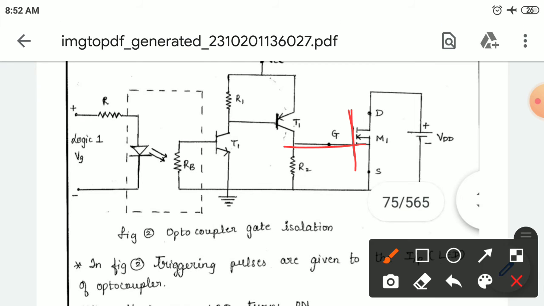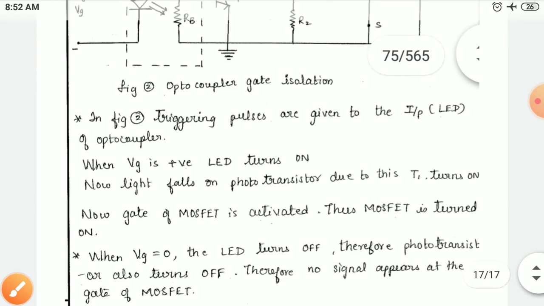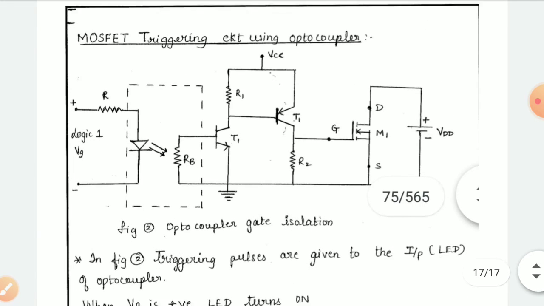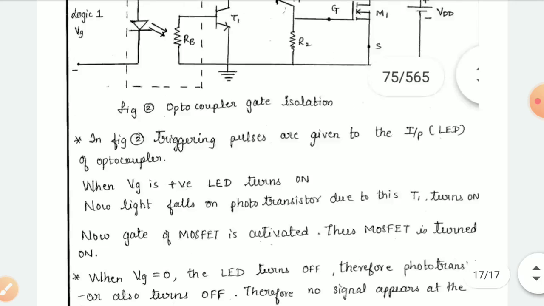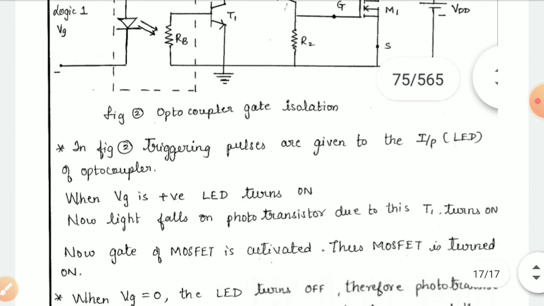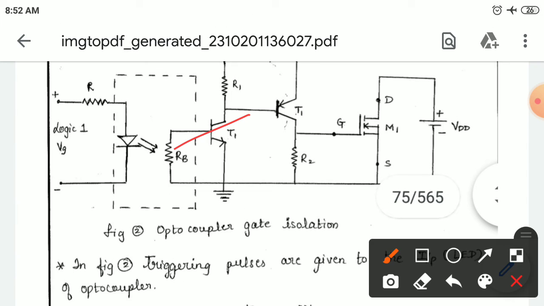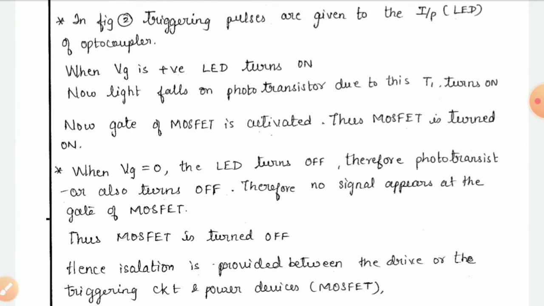So how does it receive the required amount? Based on the phototransistor receiving the light energy, your transistor acts, and then it gets the required amount. Now this is the explanation, and I have written the same here. So when the VG is positive, the LED turns on. Now the light falls on the phototransistor. Due to this, T1 turns on. T1 is nothing but transistor 1. So now the gate of the MOSFET is activated. Once T1 turns on, the current flows to the gate terminal, it is activated, and thus the MOSFET also turns on.